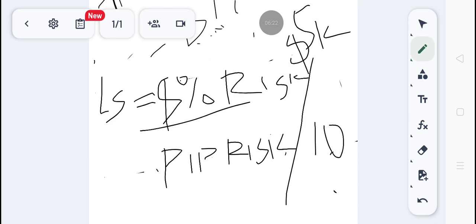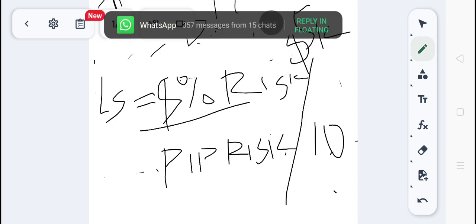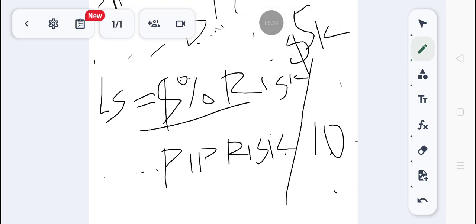Now, what does pip risk mean? Pip risk means how many pips you wish to risk in this market, in terms of your SL, your stop loss. I will do a video on ways to properly set up your stop loss, because depending on how you set it, the market will sweep liquidity, take you out of the market, and then still go in the direction that you predicted. There is a strategy, a system, a method that you use to determine where to place your SL in the market.